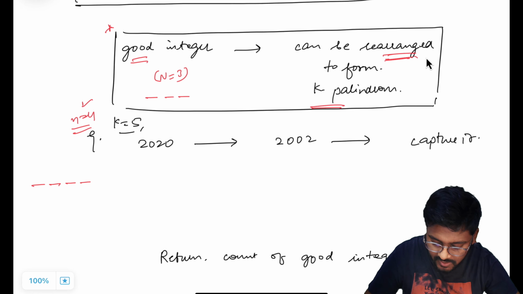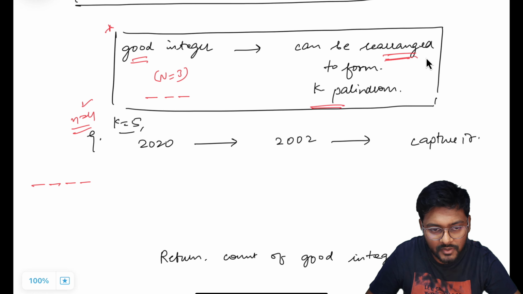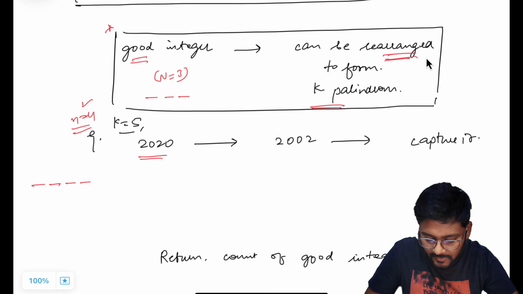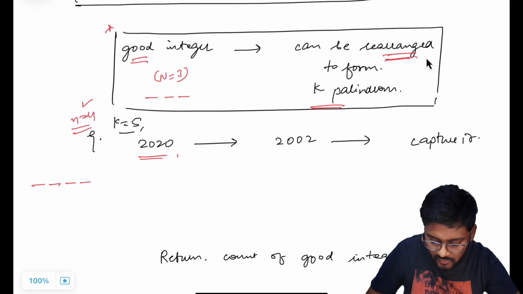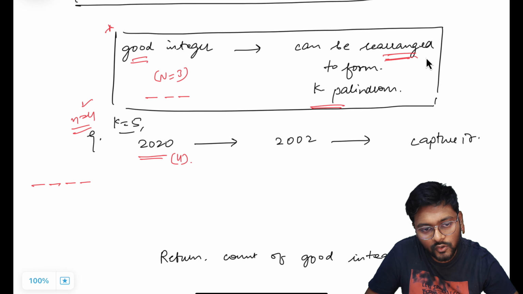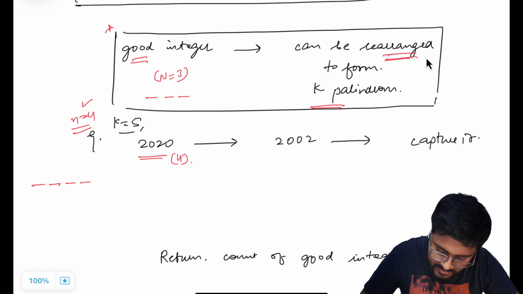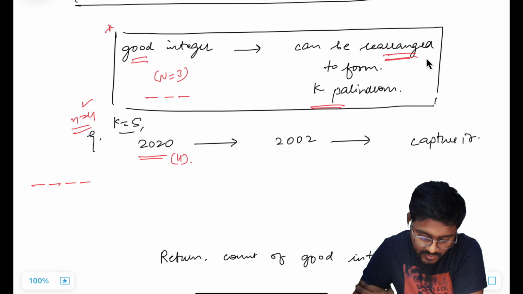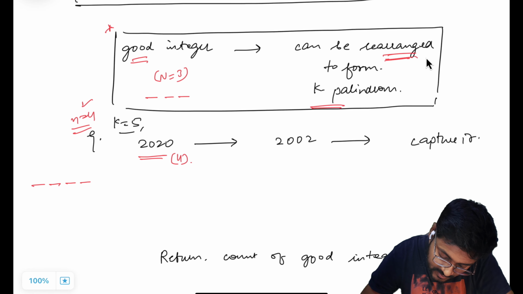And if I just pick any 4-digit number, let's say I pick 2020. This 2020 I have picked, it is of size 4. So one condition is satisfied for a good integer. Second one is it should be rearranged to a k-palindromic integer. So let's say if I just try to rearrange and try to form a palindrome which is divisible by k. So in this case, if I just arrange it and make it a palindrome, it is becoming 2002.